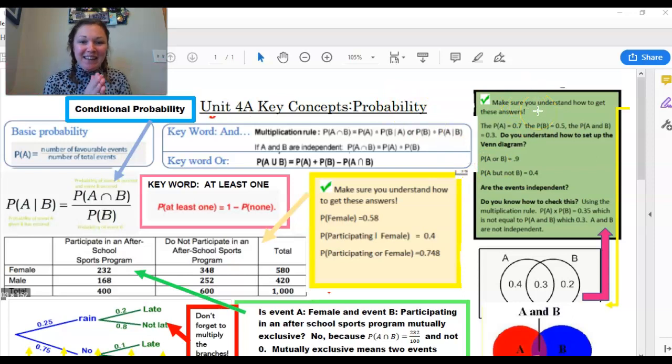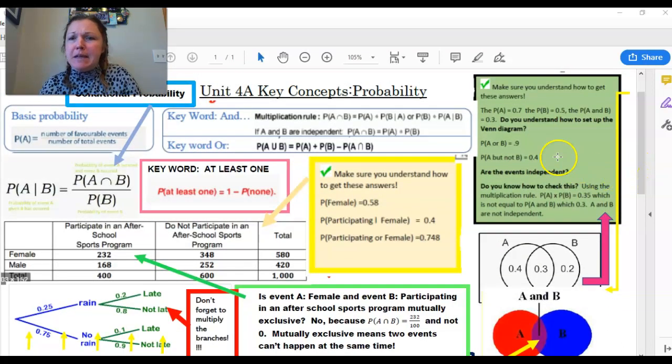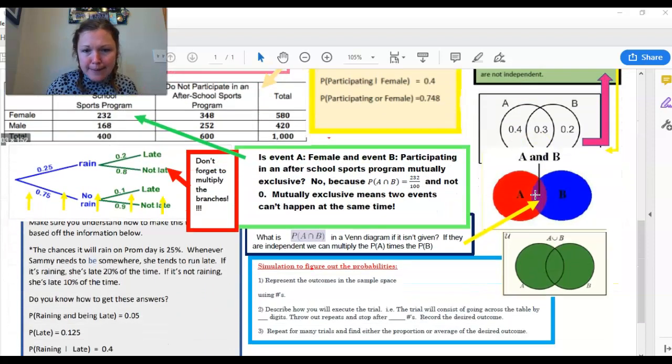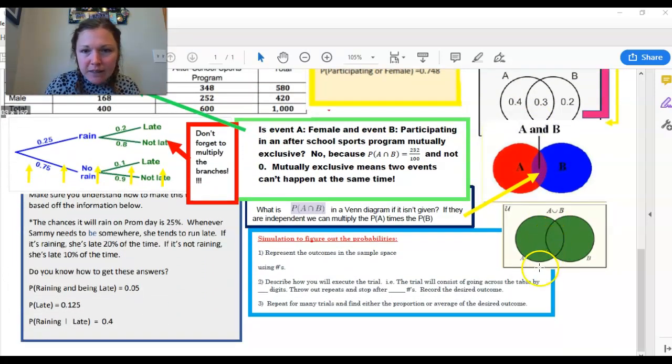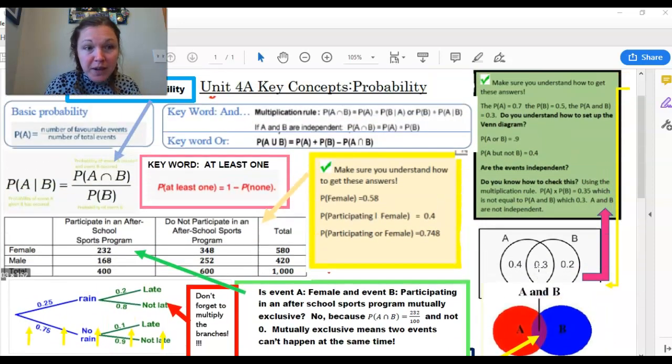Okay, all right, let's move on. Next, we have the or, we have the and, okay? And now let's get on to really what some of this stuff is here and here. So make sure you understand how to get these answers. So here, let's talk about independence. On here, I must have independence somewhere. Do I not? If I don't have independence, this is an issue, okay?